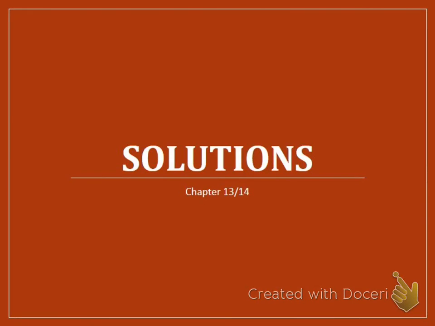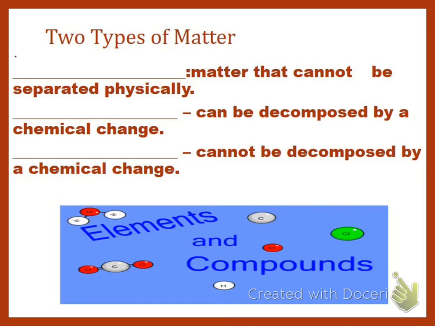This is the solutions lessons for part 2 of the notes. This is going to be a review from the beginning of the year. There are 2 types of matter. The first type is the type of matter that cannot be separated by physical means, and that is going to be pure substances.